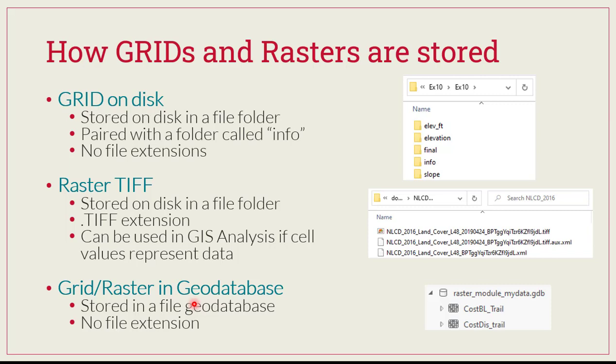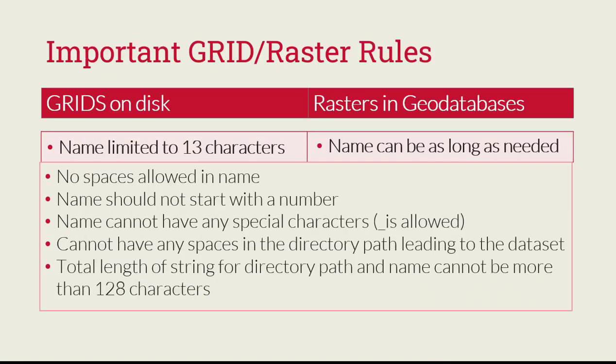They're just stored in a file geodatabase, and again, there is no file extension, and you'll be able to see quickly within Catalog whether you are looking at a feature class or a raster data set by looking at that little icon there. That is the little gridded icon that tells you that it represents a raster or a grid data set being stored within that file geodatabase.